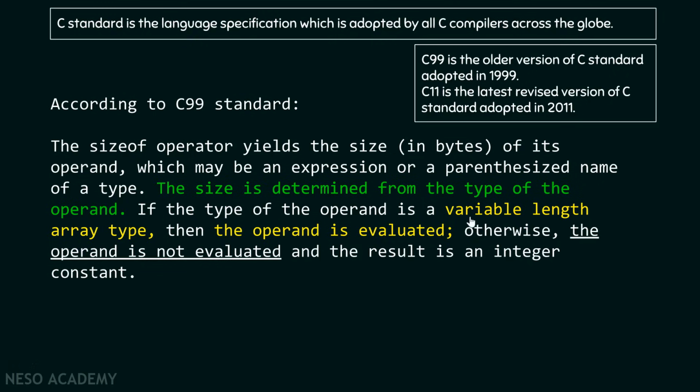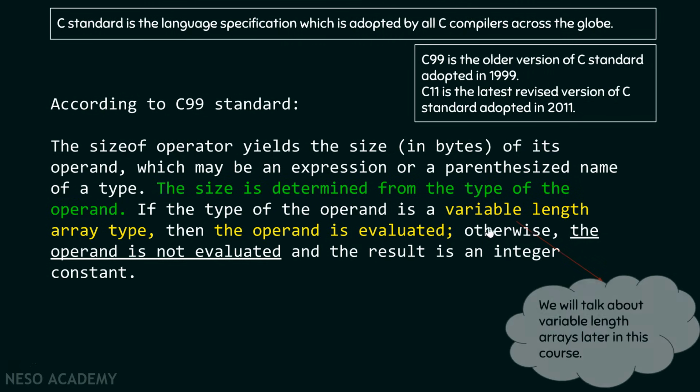If the type of the operand is a variable length array type, then the operand is evaluated. Otherwise, the operand is not evaluated. Please note down this point. Here, if the operand type is a variable length array type, then the operand is evaluated. Otherwise, the operand is not evaluated and the result is an integer constant. Now we don't need to bother about variable length array type in this particular lecture. We will talk about variable length arrays later in this course.